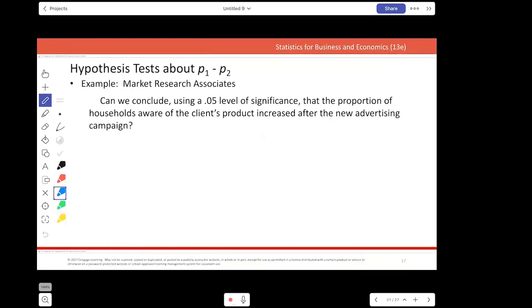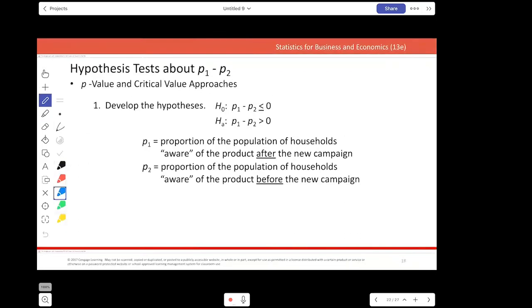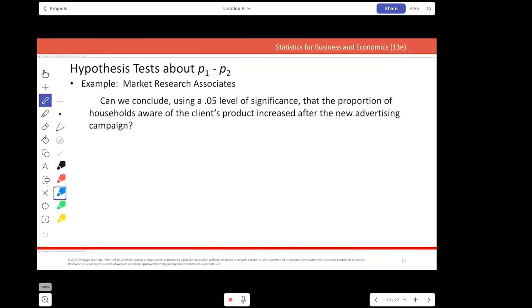So now that you understand the test statistic, all the things that we've done already in hypothesis testing just apply. The only thing is just a matter of what is the appropriate test statistic. So this is the same problem with the campaign. We're being asked, can we conclude using a 5% level of significance that the proportion of households aware of the client's products increased after the new product advertising?